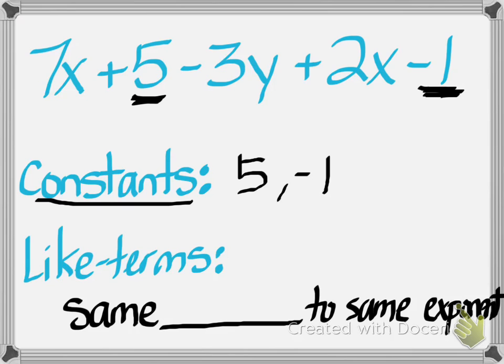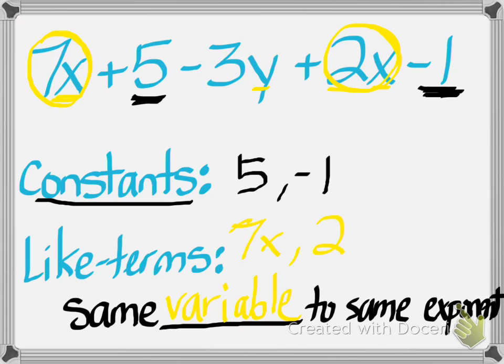Like terms means that we have the same variable to the same exponent. So our like terms would be, let's see, I have an x, I have a y, and I have an x. So my like terms are 7x and 2x. Negative 3y, this piece right here, doesn't have a like term, it's just left over. So our constants are 5 and negative 1, and our like terms are 7x and 2x.